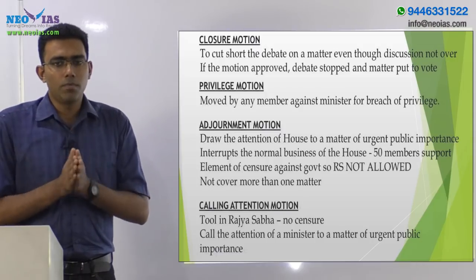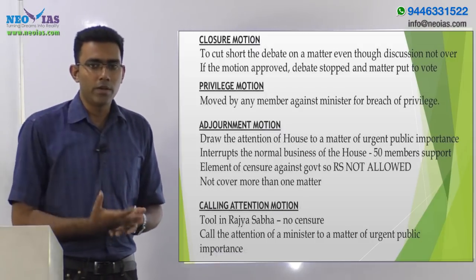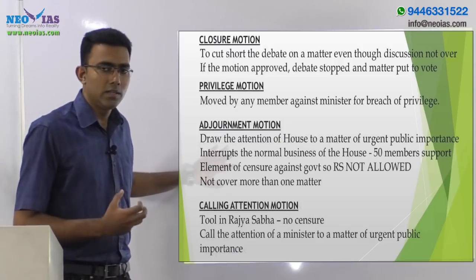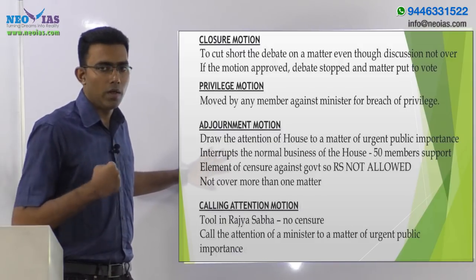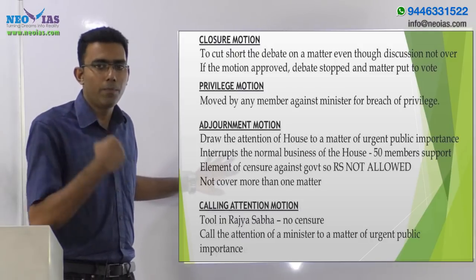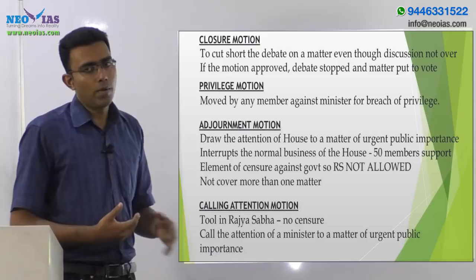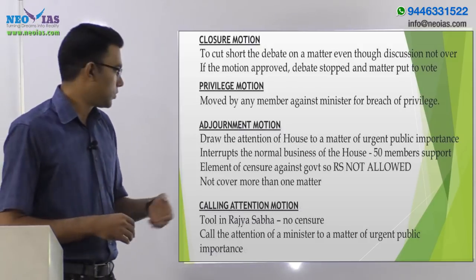And since it obstructs the normal proceeding of the House, it is an extraordinary device, and it can be introduced only if it has the support of 50 members. And when it is used, that is the most important one, it is used only when a person or a party wants to draw the attention of the House to a matter of very important public importance. Only then is this particular adjournment motion used.